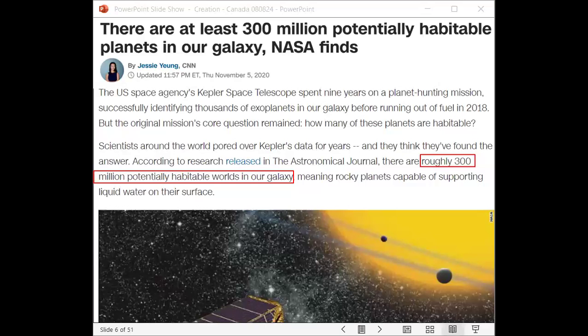Now, based on this information, how many planets would be habitable in our galaxy? Planets are like our Earth, Mars, those are planets, while the sun is a star, okay? In other words, how many Earth-like planets may support life in our galaxy? Researchers estimate that our galaxy has roughly 300 million potentially habitable worlds. 300 million. Can you believe it?